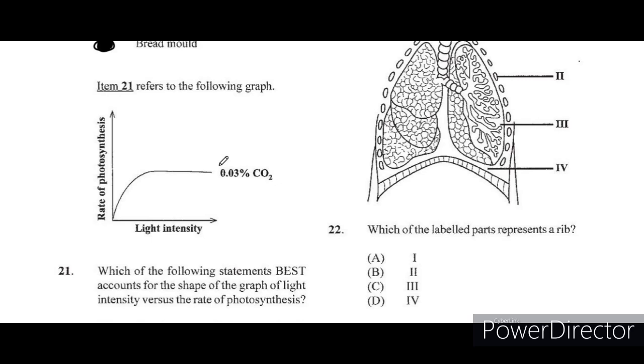Number 21 says, item 21 refers to the following graph, and we're seeing rate of photosynthesis against light intensity, and we can see that the rate of photosynthesis depends on the light intensity. So as the light intensity increases, the rate of photosynthesis increases as well, until it gets to a point where the rate of photosynthesis is constant. Right there.